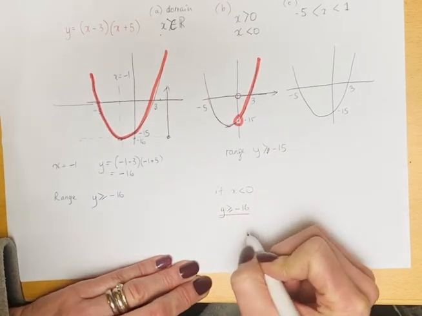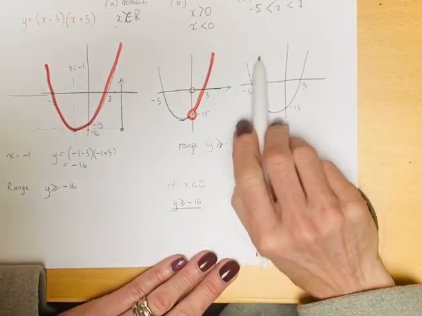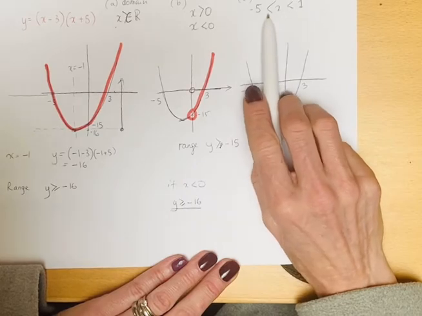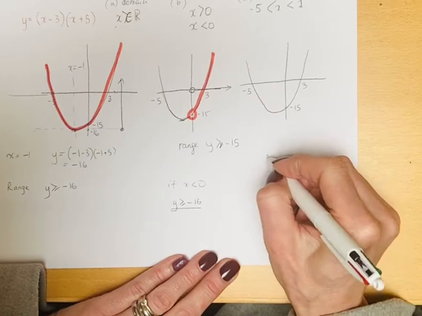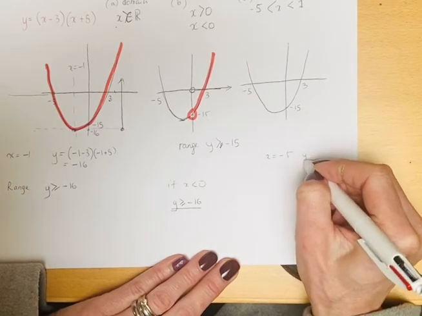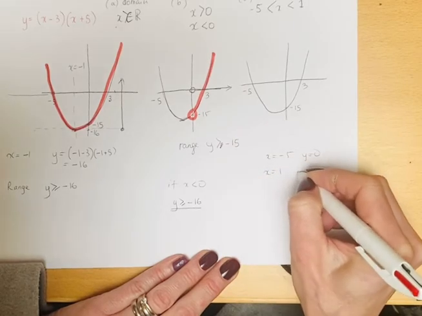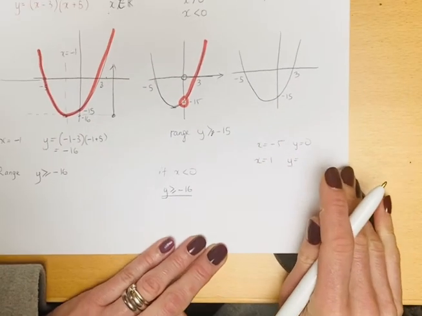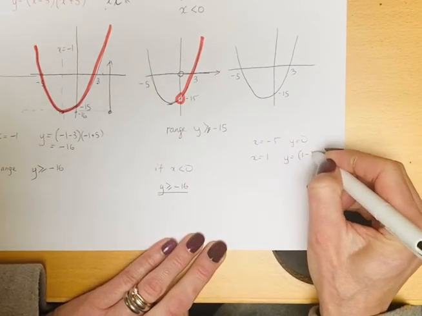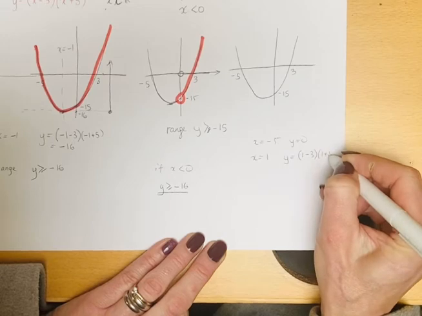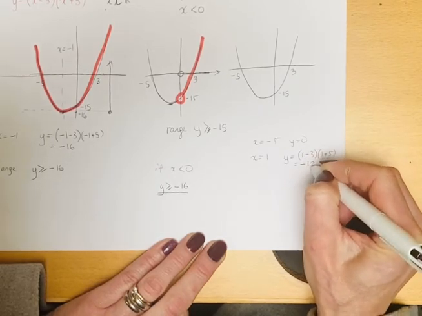That's the range. Now, in the final example, you're only interested in the graph between -5 and 1. So clearly at -5, you will have the y value 0. You could read it from the graph. Now when x is equal to 1, the y value needs to be worked out. So we'll put it into our factorized form. So it's (1 - 3)(1 + 5). So it's -2 multiplied by 6, which is -12.